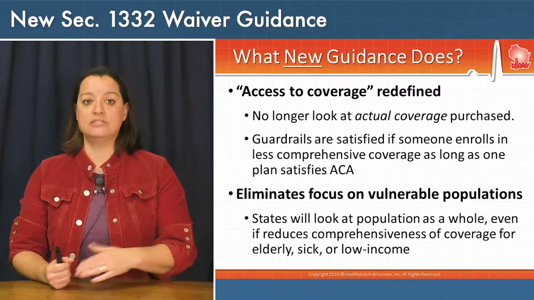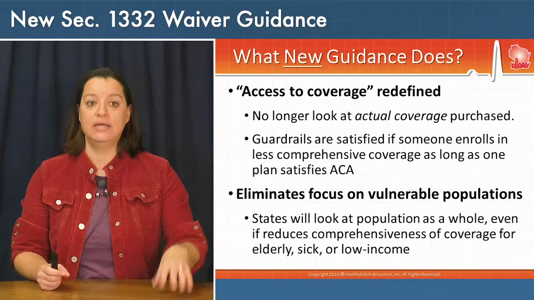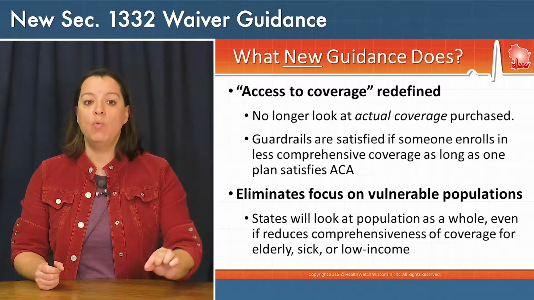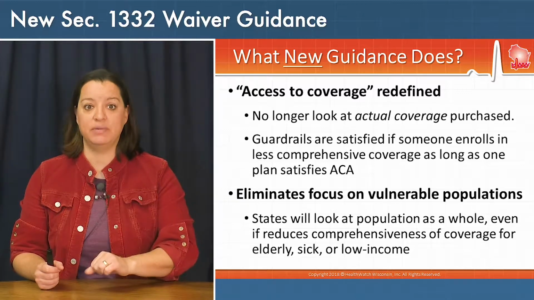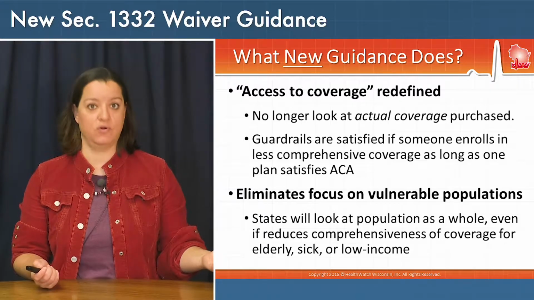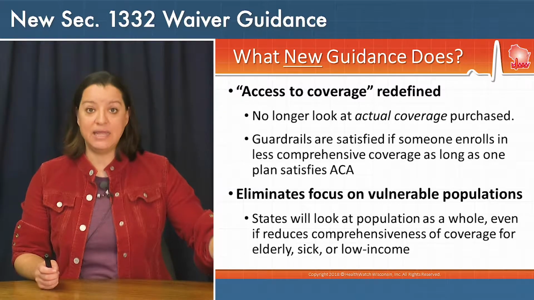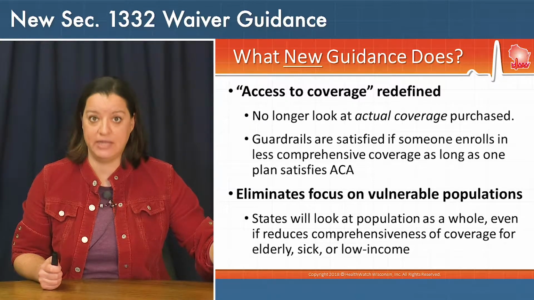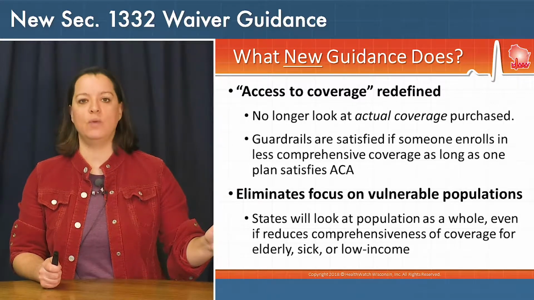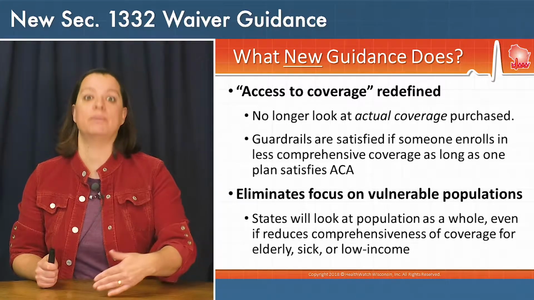The new guidance no longer looks at the actual coverage purchased by each individual. They say, the feds say, the guardrails are satisfied if someone enrolls in a less comprehensive plan, as long as there was one plan in the state that complied with the Affordable Care Act. Then the consumer can choose any plan they want. That plan doesn't have to be comprehensive coverage that they sign up in. This is a total switch from the way that the Affordable Care Act has envisioned access to affordable and comprehensive coverage up until this point.